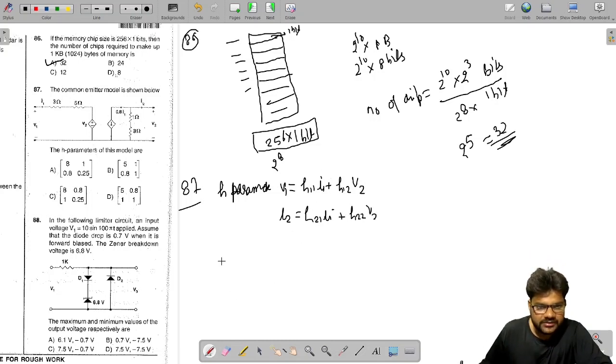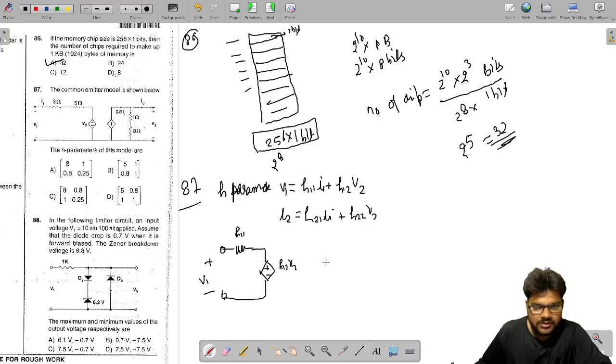Now let us write it. This is voltage V1. Let us apply this. H11 is V1 by I1, so it has to be a resistance. So this is H11, and H12 is V1 by V2. So this is a voltage dependent voltage source, plus minus H12 V2. This is done.